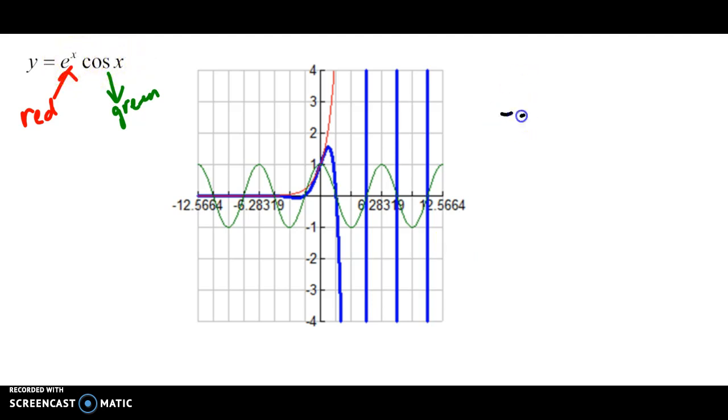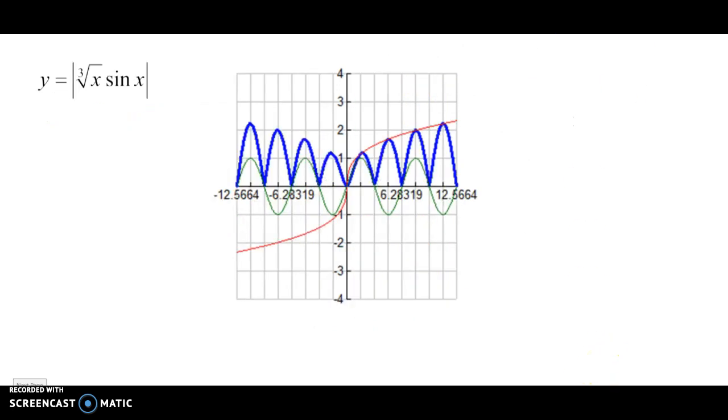Well, I have negative e to the x less than or equal to e to the x times cosine of x less than or equal to e to the x. E to the x is the dampening factor, okay, when I have the product of the two. And as we get further and further away, you're going to see that these curves are going to get crazy big. Let's look at one more example.